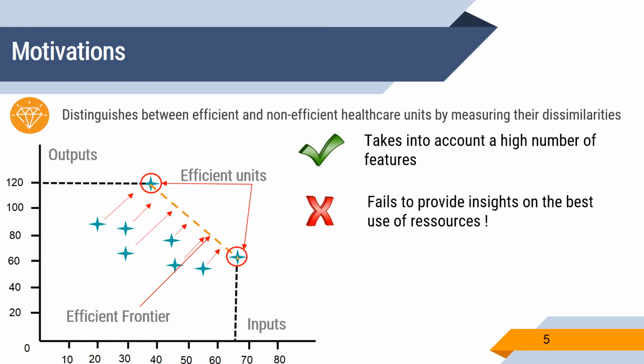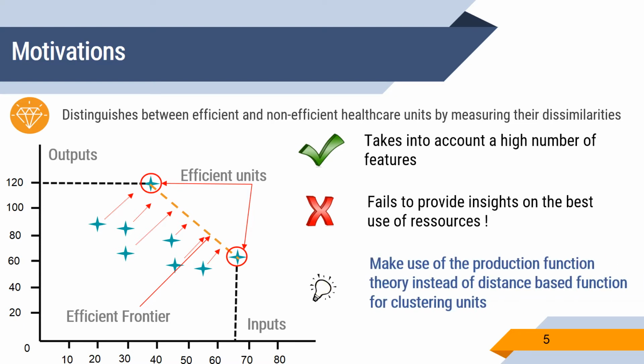This may be explained by the fact that data envelopment analysis is a distance-based clustering approach that only provides information on the dissimilarities between DMUs. So to undertake the shortage, an available scope in the academic literature suggests making use of the production function theory when clustering healthcare units instead of using a distance function.